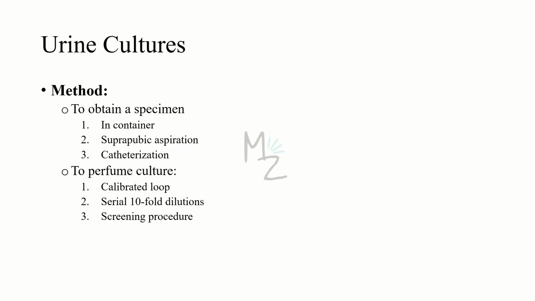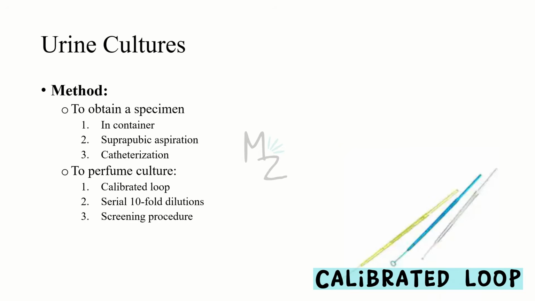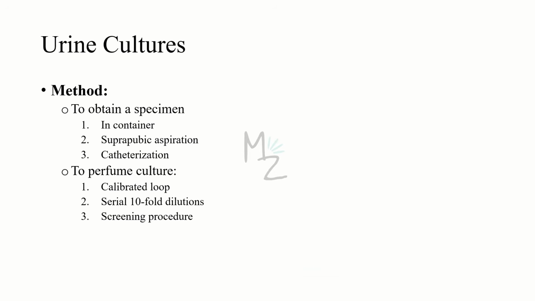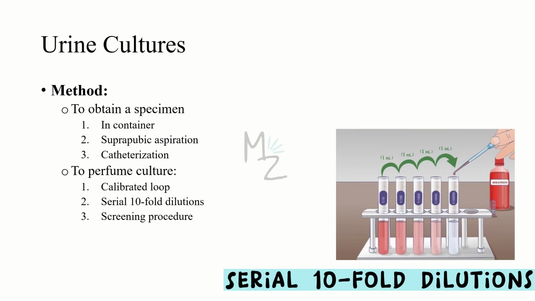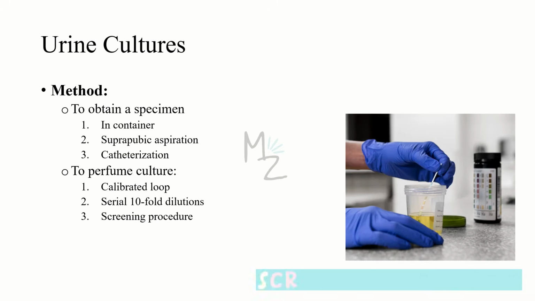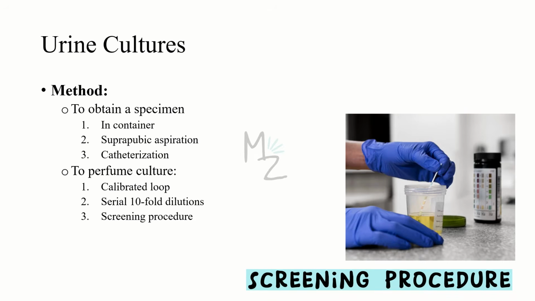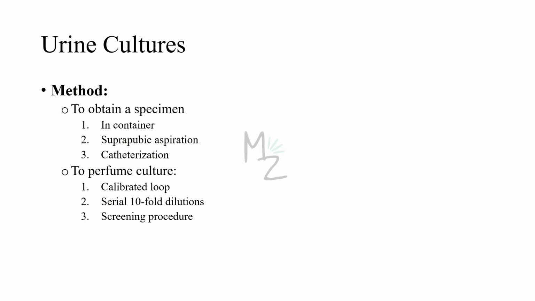How are we going to perform the urine cultures? We'll go for a calibrated loop that holds 0.001 ml of urine and can be used to streak the culture. The second one is serial tenfold dilutions that can be made and sampled from dilution streaked. And the third one is a screening procedure. It involves an agar-covered paddle that is dipped into the urine. After the paddle is incubated, the density of the colonies is compared with standard charts to obtain an estimate of the concentration of the bacteria in the urine.